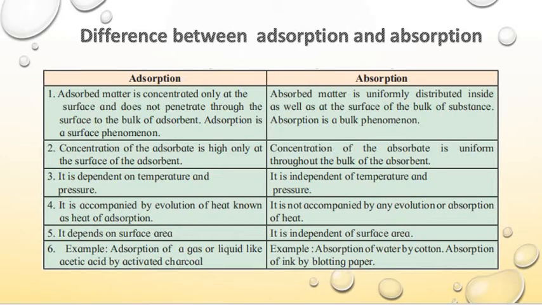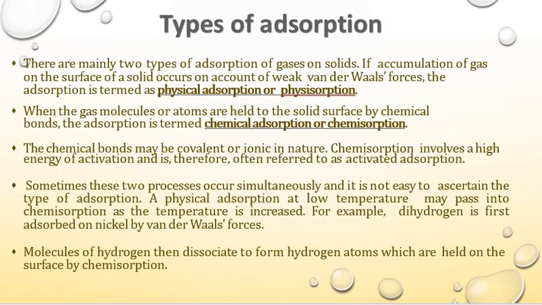Now we will talk about types of adsorption. There are mainly two types of adsorption of gases on solids. If accumulation of gases on the surface of a solid occurs on account of weak van der Waals forces, the adsorption is termed physical adsorption or physisorption. And when the gas molecules or atoms are held to the solid surface by chemical bonds, the adsorption is called chemical adsorption or chemisorption.